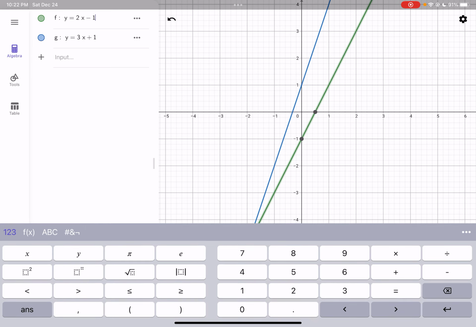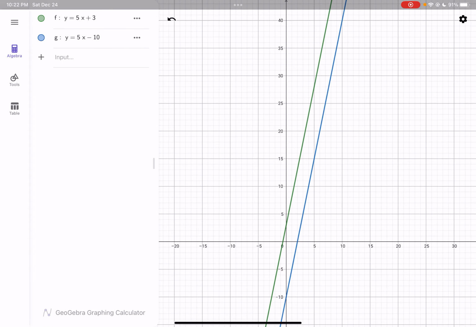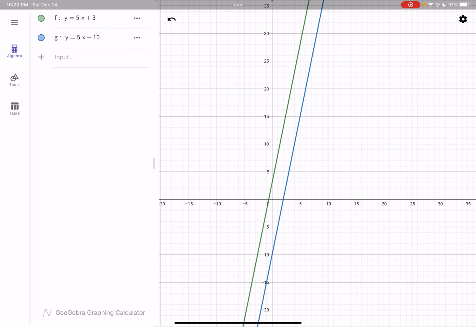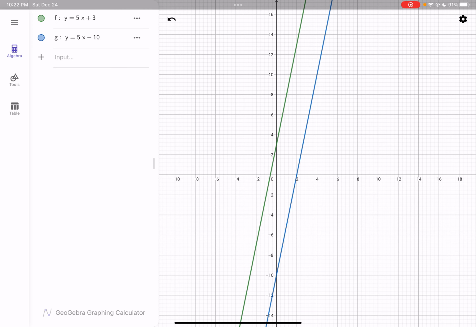Let me erase these two straight lines, and let me replace them with 5x plus 3, and the other one is 5x minus 10. Check this out. No matter how far you go with these two straight lines, they will never, ever cross paths. They will go on and on forever, side by side with each other, like two lanes of the highway. With no intersection, we get no solution.